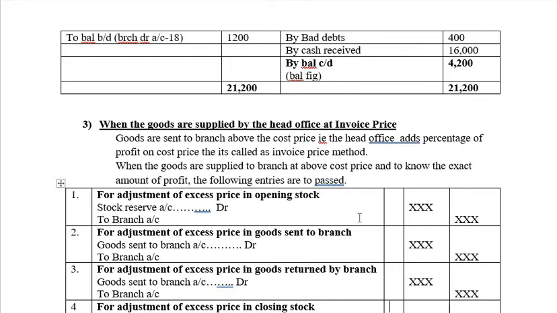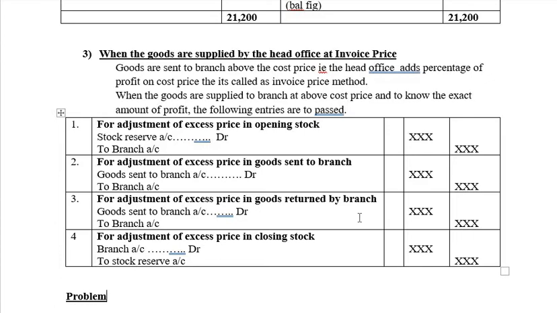Apart from the accounts that we have seen in the previous method, these are the different entries to be passed to know the exact amount of profit being made, because we don't know the percentage of profit being made by the head office. So to know the exact amount of profit being made by the branch, when the goods are to be sold at invoice price, the following entries are passed.